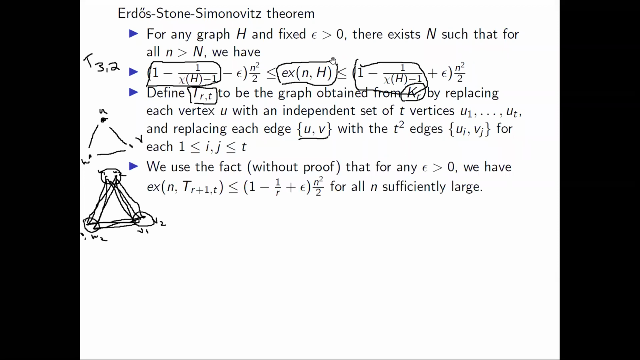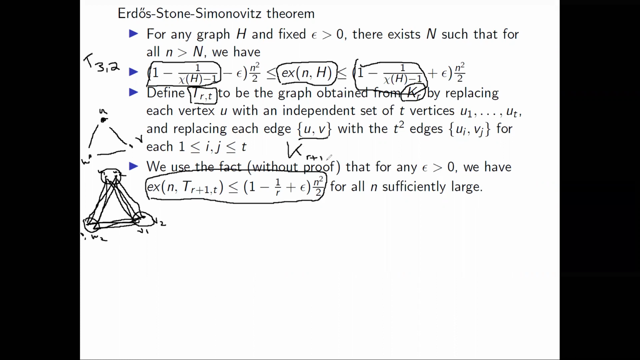And this is the part that we're not going to prove. So we're going to use this fact without proof. And we're going to see why the Erdos-Stone-Simonovits theorem is true based on this fact. So from this fact, we're going to prove the theorem. And the fact that we're claiming without proof is this right here, that the Turan extremal function of T_{r+1}(t). So we're taking the complete graph of order r plus 1, K_{r+1}, and then replacing vertices with sets of t.